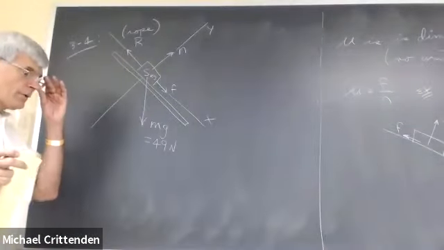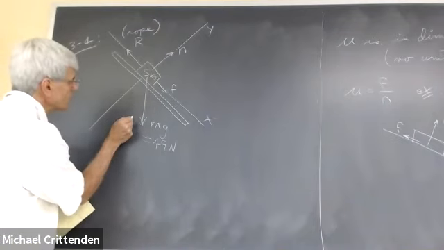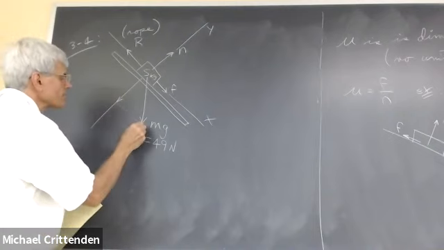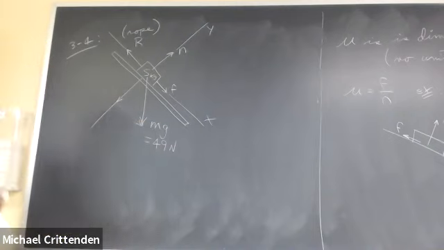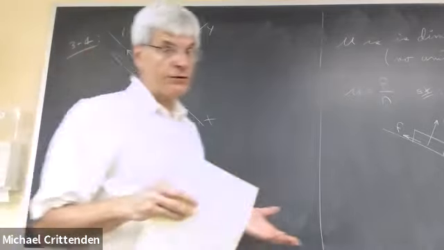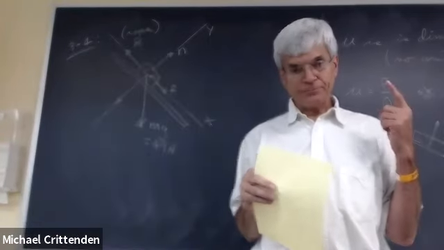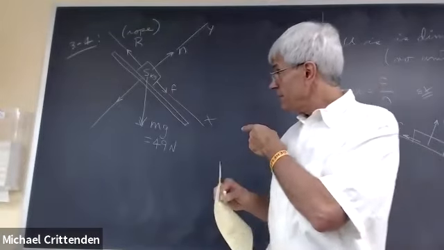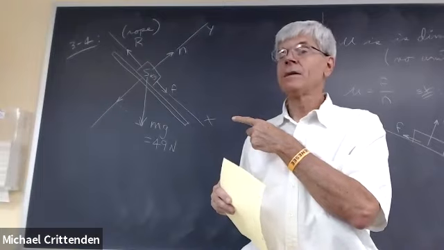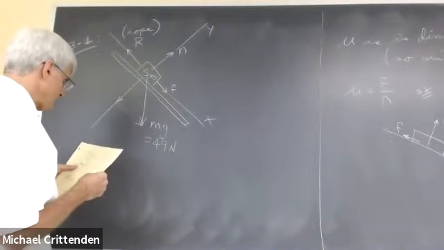The only one where we're going to have both x and y components non-zero would be the weight. Because gravity is still vertical. The force of gravity always points toward the center of the earth, no matter what. So gravity is vertical, and now the y-axis is not vertical. So gravity will have both x and y components.